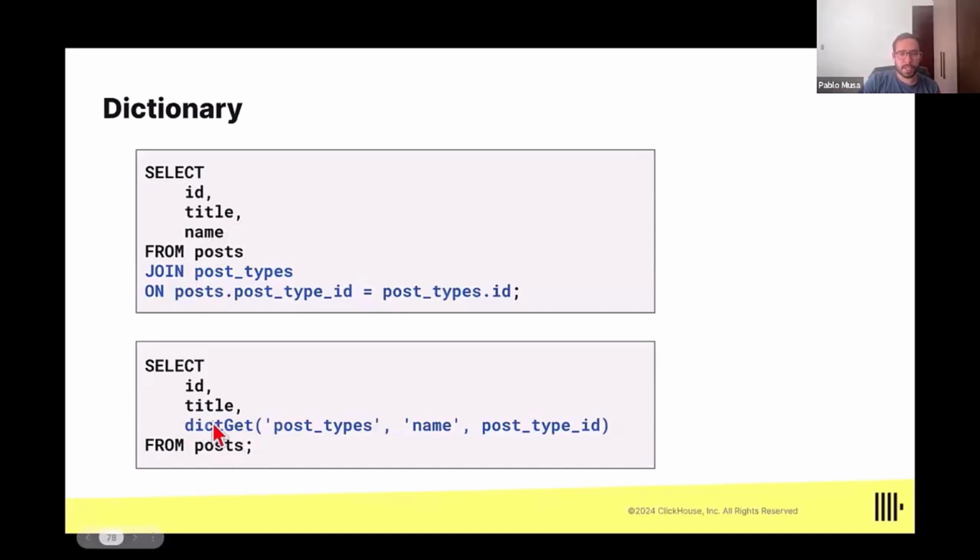The other option is using a dict get. So this is the ClickHouse way of doing a dictionary lookup. You provide the post types, that's the join table. You provide the name, that's what you want to get back. And you provide the post type ID. That's the comparing that you need.